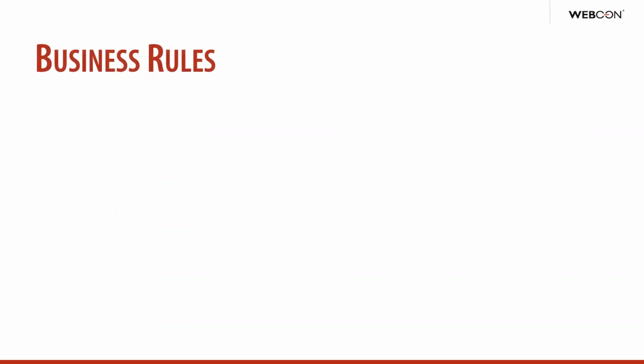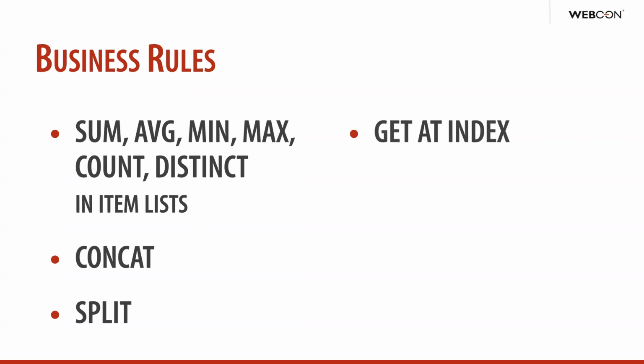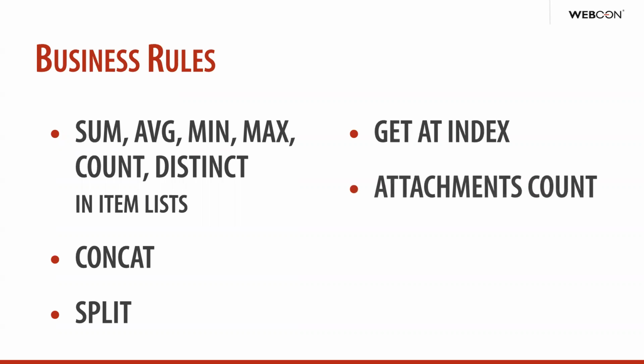Miscellaneous, just because each of these is just one slide each. I grouped them together as miscellaneous. Business rules got better. The same aggregate things that are available in a form rule for item lists, they are available in business rules too. The concat operation is there, the split operator, the get at index operator, which works nicely with split. So I can split a string with one function and then get at index to get one of the elements in the split. Attachments count is there. Getting attachments and being able to manipulate their metadata or get at their metadata, absolutely available now, and it's pretty nice.